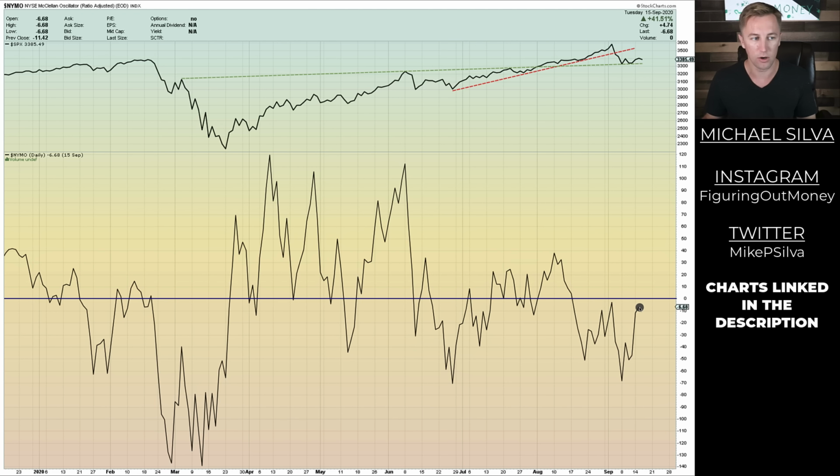Here's the NYMO, still printing a negative breadth, minus 6.68. We've been saying that it could be a potential good short opportunity if we get back above zero, and depending where the price action is on the S&P 500 or even the NASDAQ, we can potentially see a good risk versus reward trade to the downside, maybe even the Russell 2000, maybe even the Dow Jones. We really got to play it day by day to see what is taking place in the markets if we start getting a positive breadth.